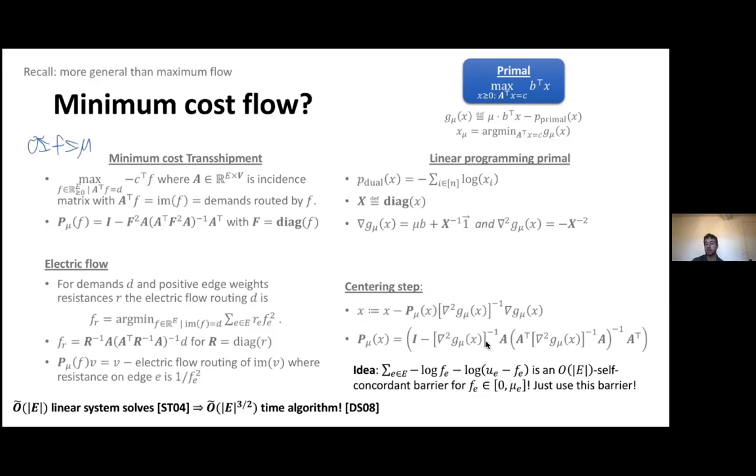The computational work comes from performing projections, which involves solving a linear system. Just like for minimum cost transshipment, these projections are electric flow problems, which can be solved in near linear time with Laplacian system solvers. The same holds here. And this pretty directly, once you have Laplacian system solvers, gives a number of edges to the 3/2 algorithm, as was noted by Daitch and Spielman in '08. So this whole framework without too much work gives you some number of edges to the 3/2.